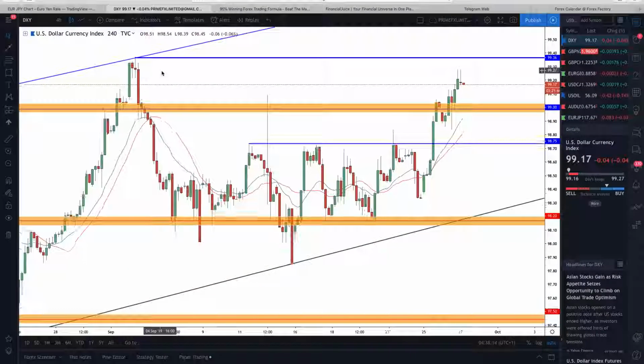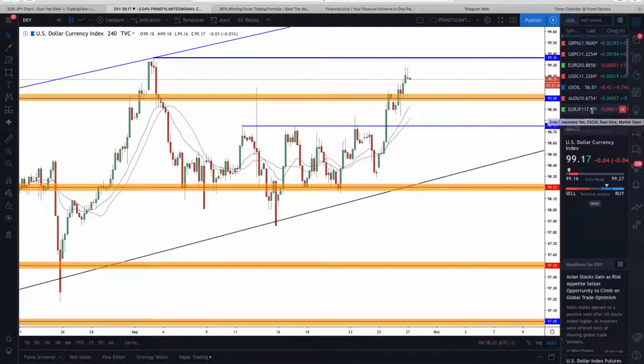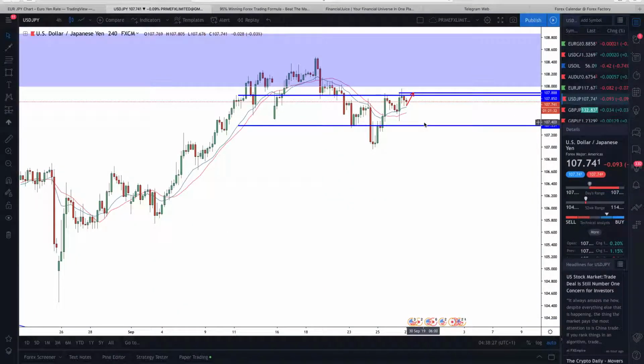Okay. If Dixie hasn't got legs and it starts to make that move down, Canadian dollar will follow to make that move lower. US oil will make that move higher. And then we are going to see USD JPY make that move lower. Does that make sense? Okay. It's all about that correlation.